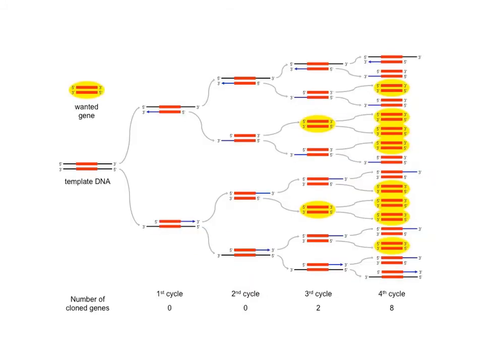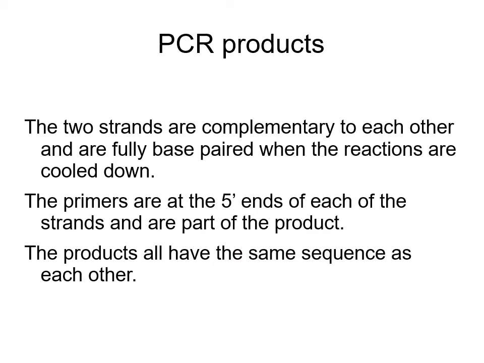Okay, so this is a picture of what specific products you end up with at the end of several cycles of PCR. And the idea is, of course, you amplify it by the fact that each product is then going to serve as a template for the next cycle in the reaction. The 2 strands that you get are complementary to each other, and they're fully base paired, and the primers are actually part of the product at the 5' ends of each strand of the products, and they all have the same sequence.